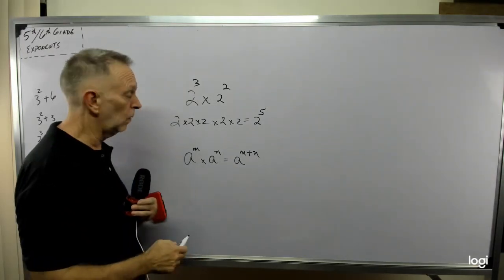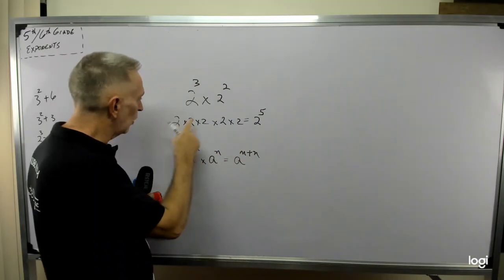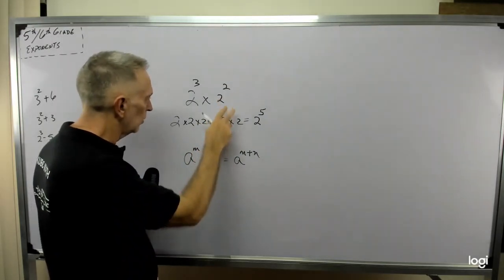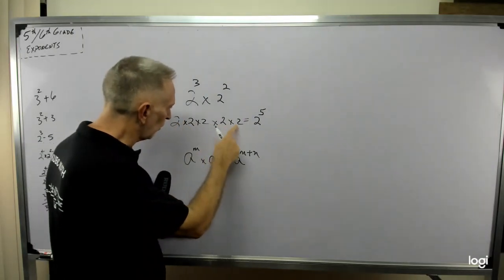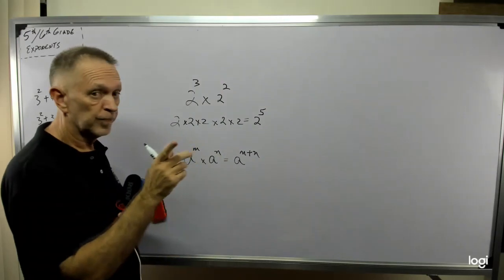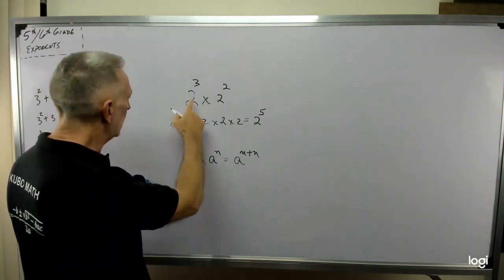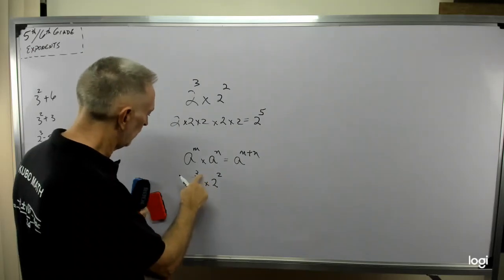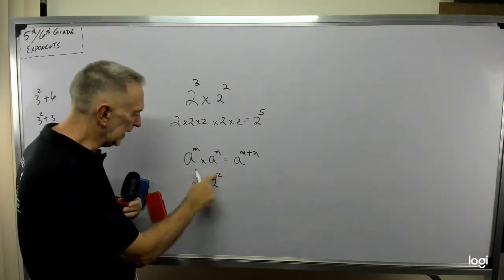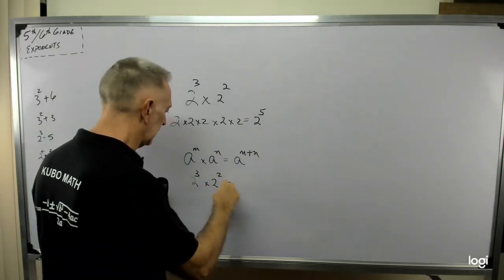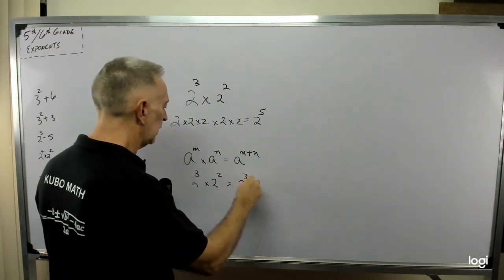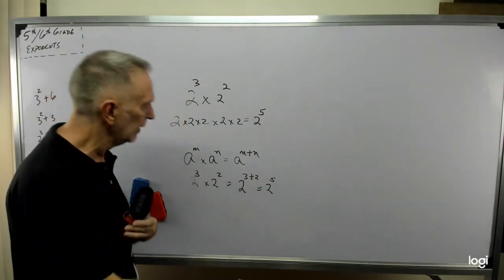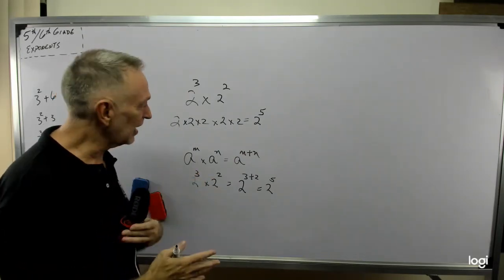Hey, there's some power to that. Earlier we said, well, 2 to the 3rd was 2 times 2 times 2. 2 to the 2nd was 2 times 2. And then 1, 2, 3, 4, 5 gave me 2 to the 5th. I could have said, okay, I have 2 to the 3rd power times 2 to the 2nd power. In this case, m is 3, n is 2. So I can say that's 2 to the 3 plus 2, and that equals 2 to the 5th. Okay, that's a nice rule.